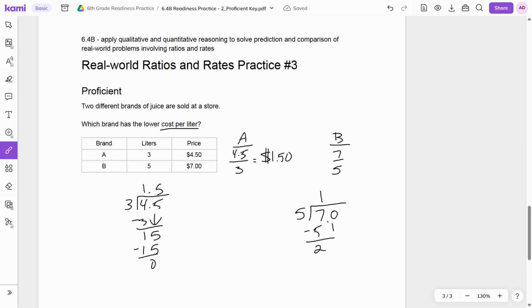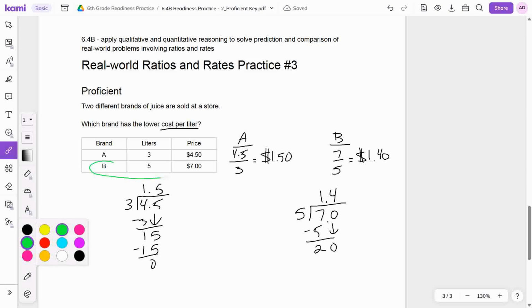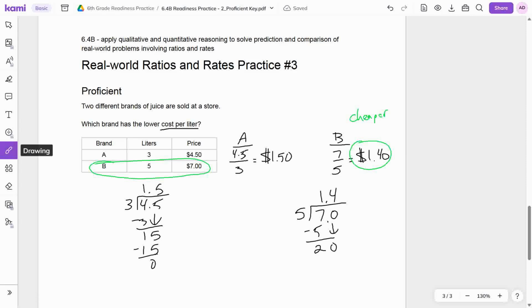2, bring my decimal with me, 1.4. Okay, so $1.40 per liter. So which brand has the lower cost per liter? We can say it is going to be brand B, has a lower cost. I'll say cheaper once again. That's my lower cost per liter just by 10 cents per liter.